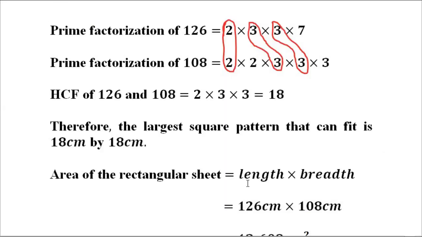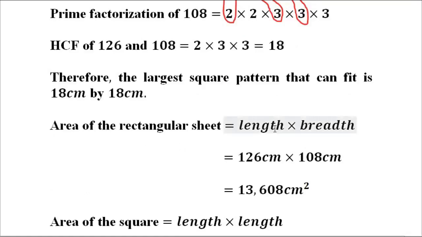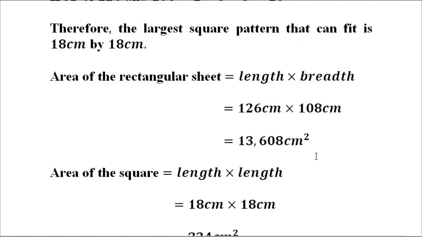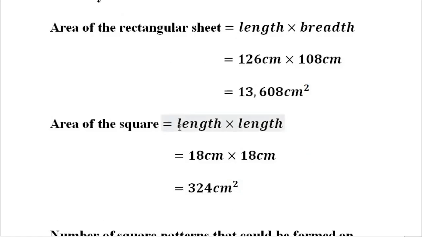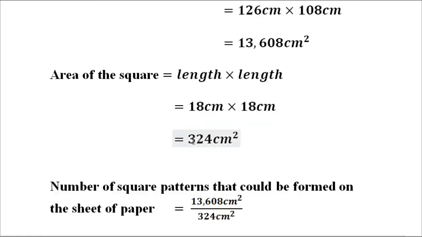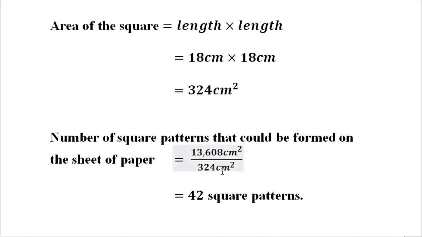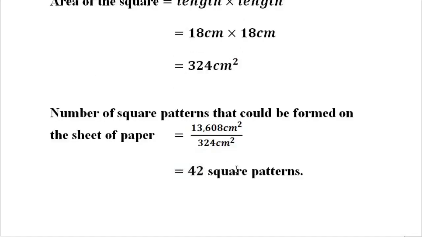Here the total area of the rectangular sheet is 126 cm by 108 cm, which is equal to 13,608 square centimeters, and the total area of the square is 18 cm by 18 cm, equal to 324 square centimeters. Now dividing 13,608 by 324 gives us 42.